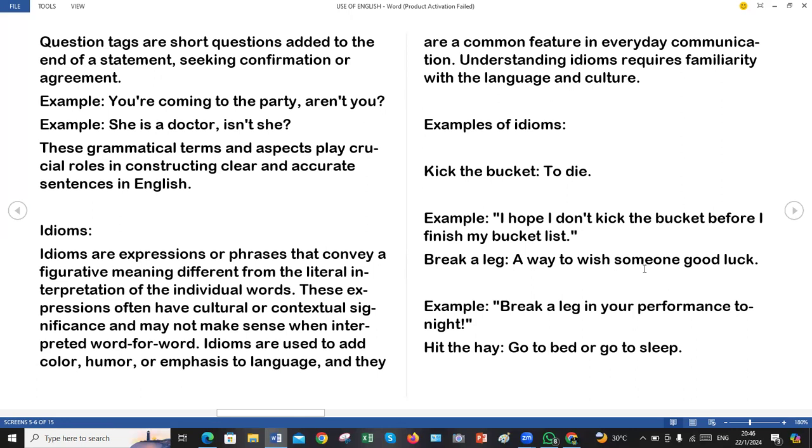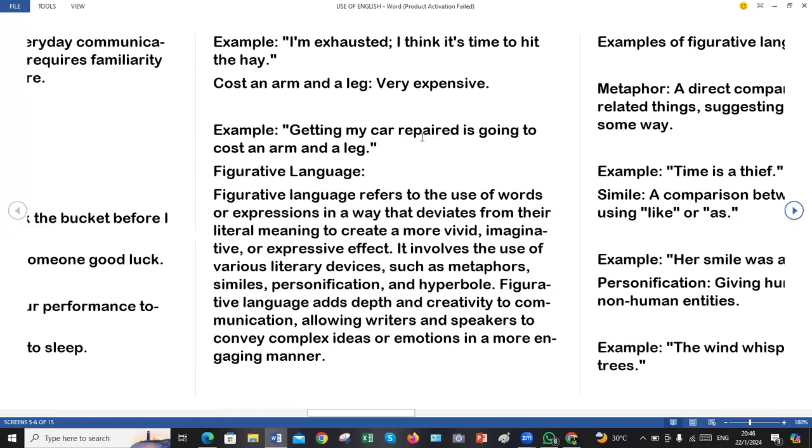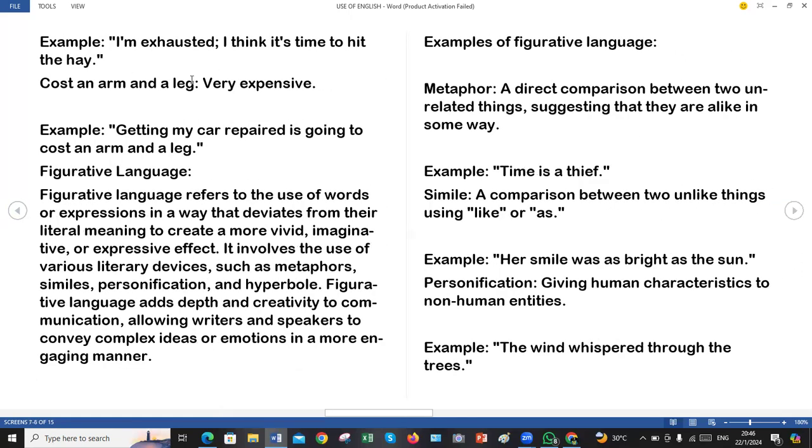Now, break a leg, another idiom, is a way to wish someone good luck. It doesn't literally mean you should go and break a leg. It's just wishing someone good luck. Break a leg in your performance tonight. The next one is hit the hay. Hit the hay means to go to bed or go to sleep. Example: I'm exhausted. I think it's time to hit the hay.